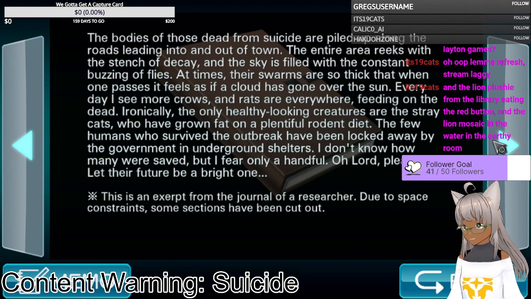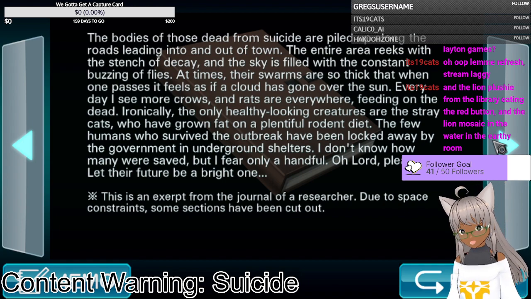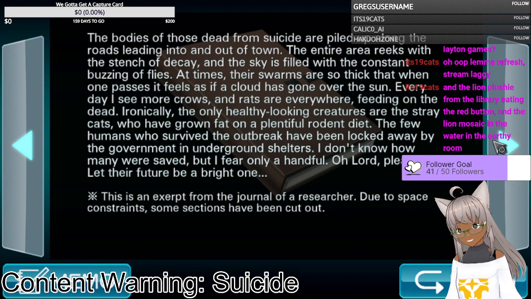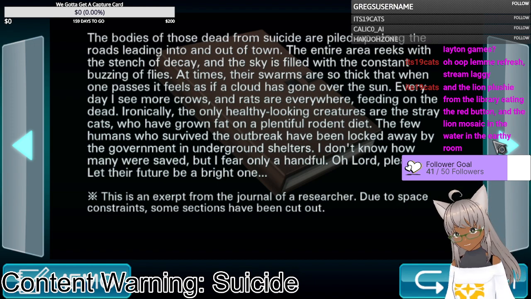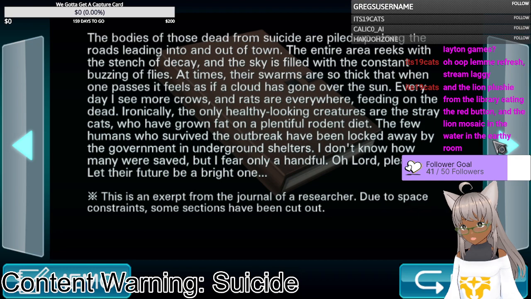The few humans who survived the outbreak have been locked away by the government in underground shelters. I don't know how many were saved, but I fear only a handful. Oh Lord, please let their future be a bright one. This is an excerpt from the journal of a researcher. Due to space constraints, some sections have been cut.